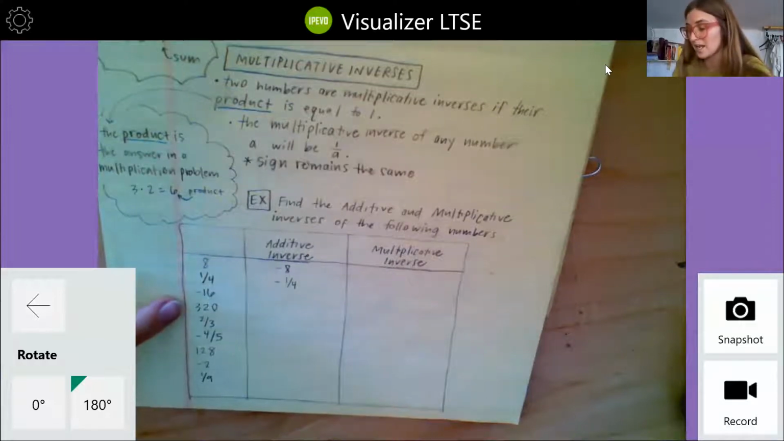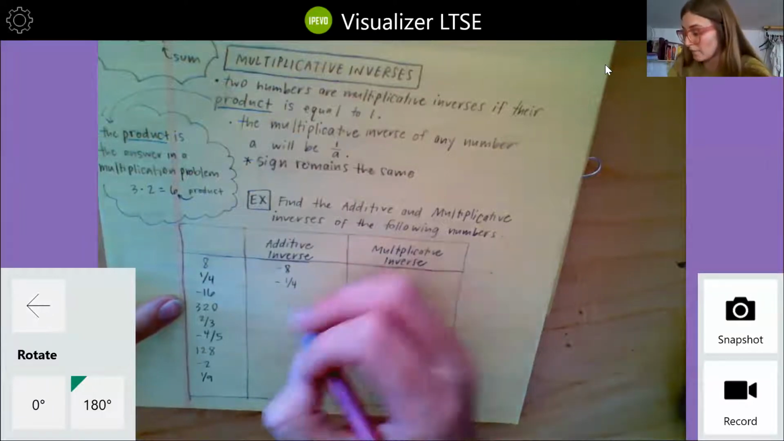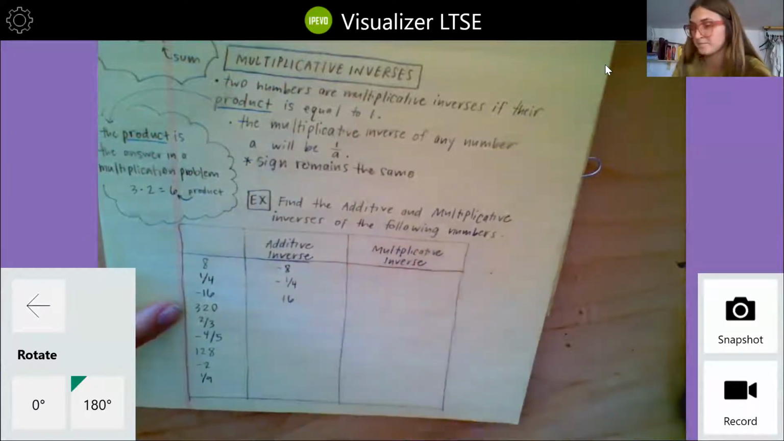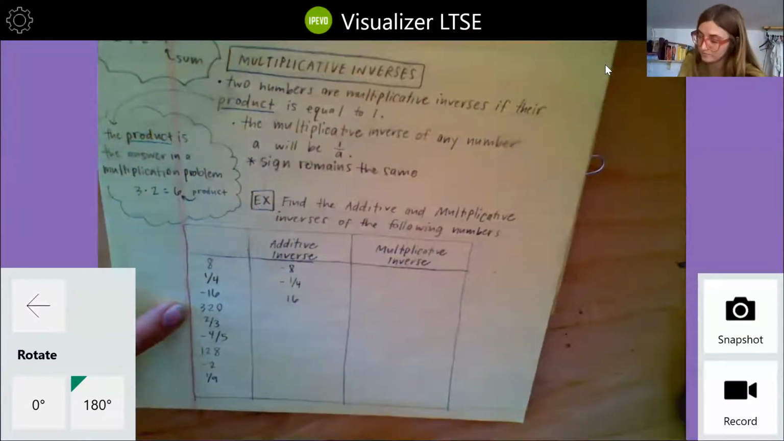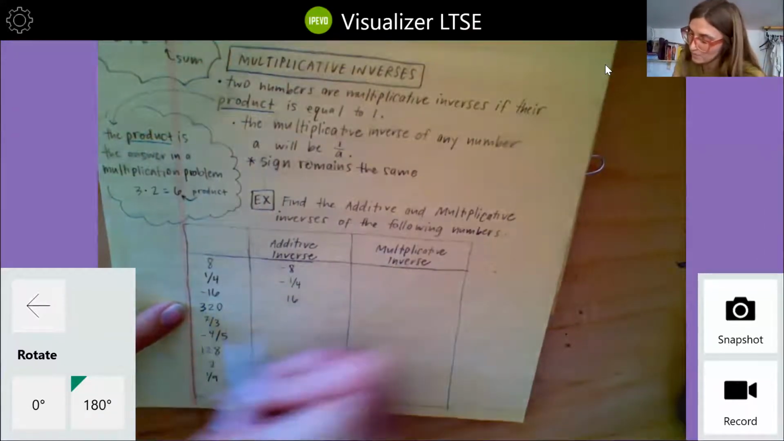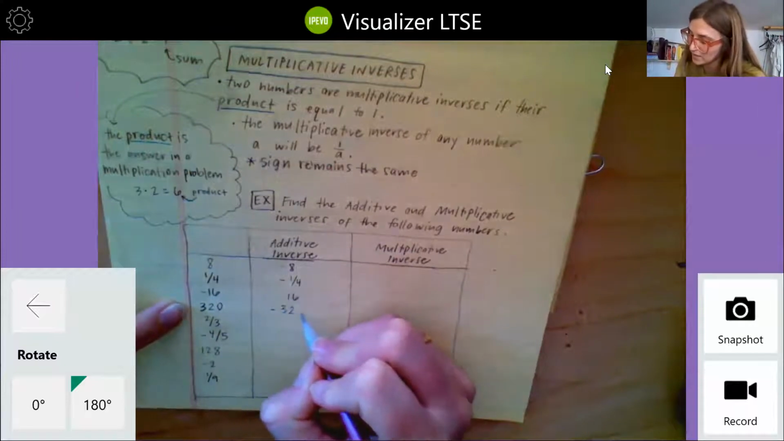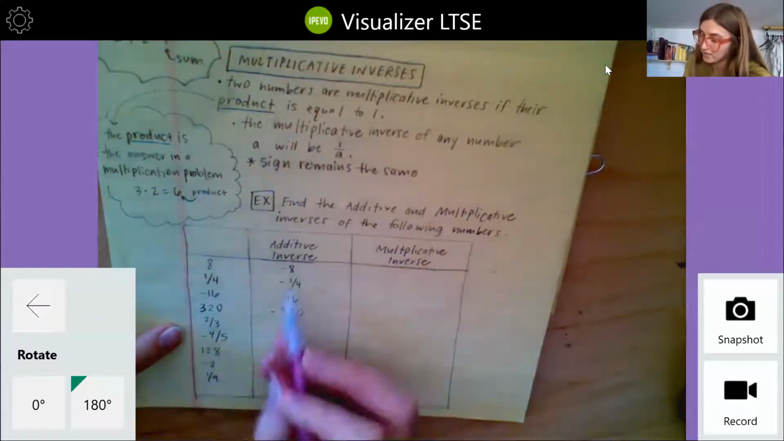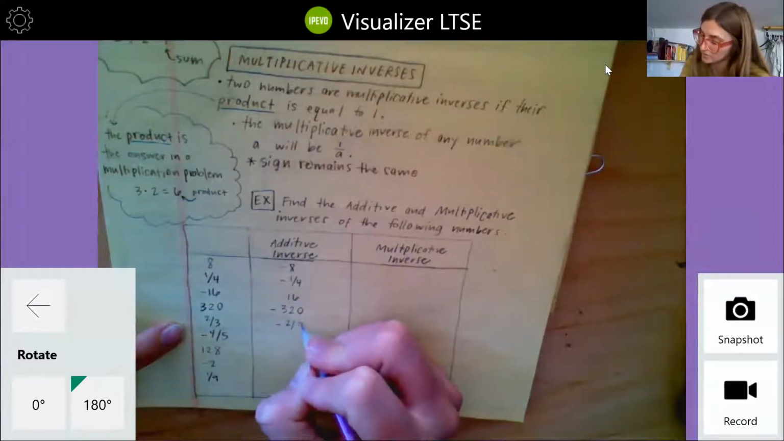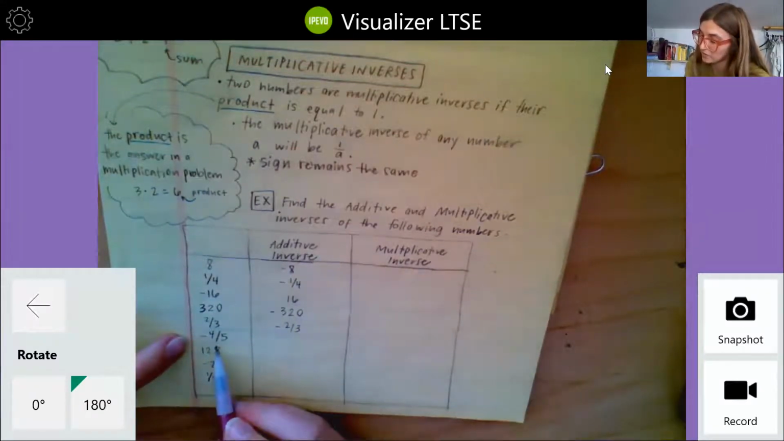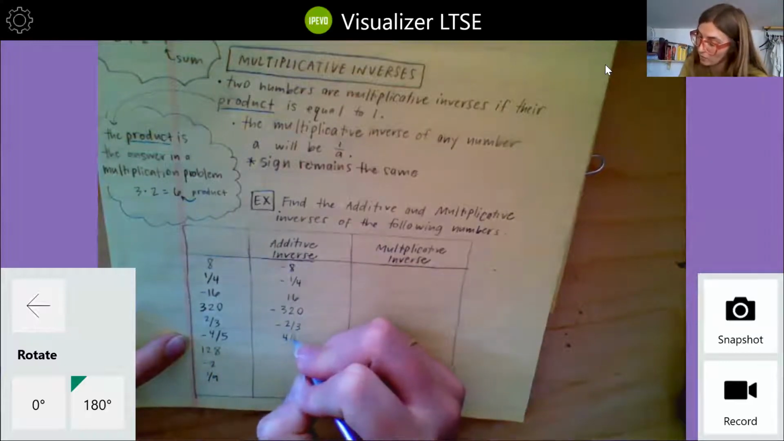Additive inverse of -16. So I multiply it by -1, so that would be 16. Additive inverse of positive 320 would be -320. Additive inverse of 2/3 will be -2/3. Additive inverse of -4 over 5 will be +4 over 5.